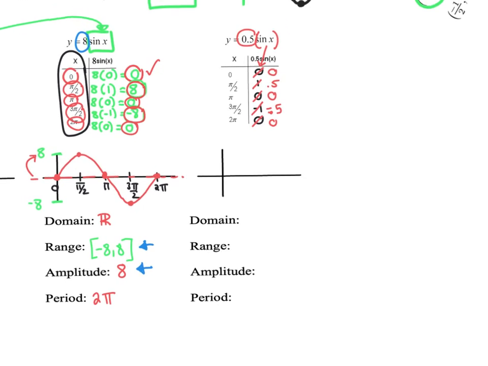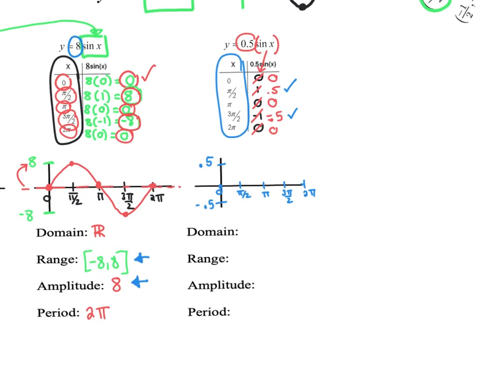When I graph this, we can see that my highest y value is 0.5 and my lowest is -0.5. So I'm going to go to +0.5 and -0.5. You always want to label your x-axis, so I'm going to plot my 0, pi over 2, pi, 3 pi over 2, and 2 pi. And then I can plot these points. At 0, I stay at 0. At pi over 2, I go up to 0.5, down to pi, down to -0.5, and back up to 0 again.